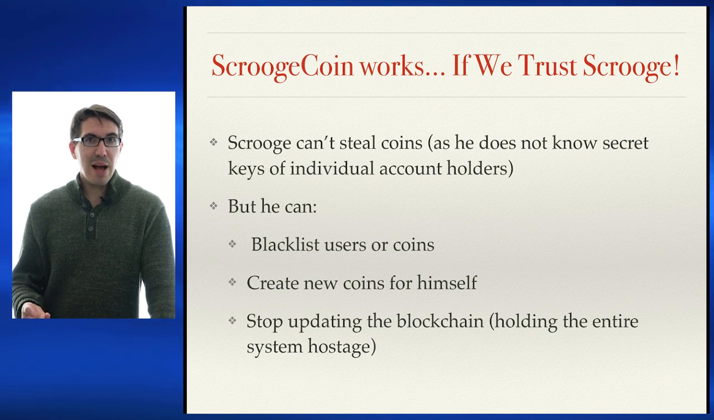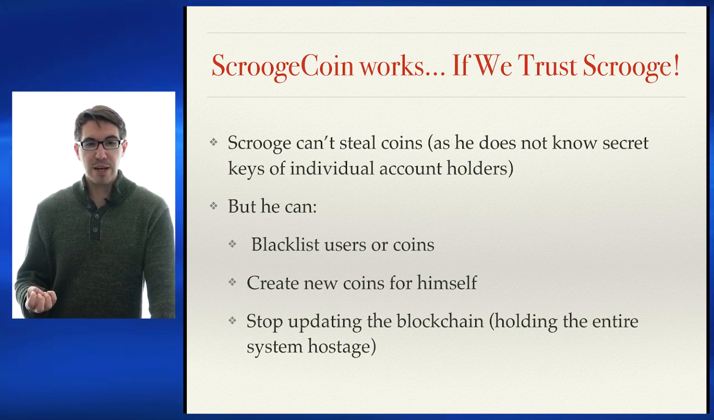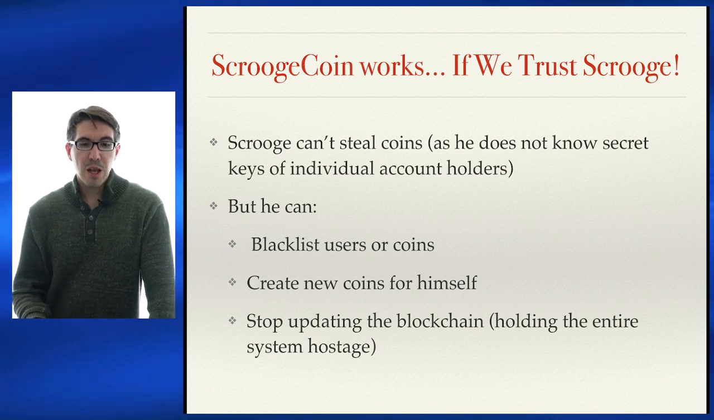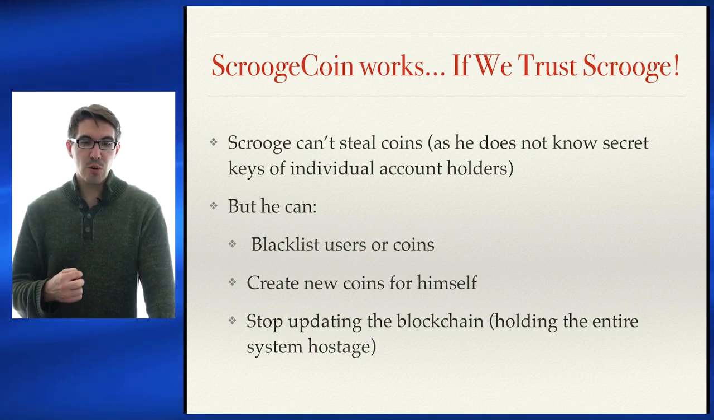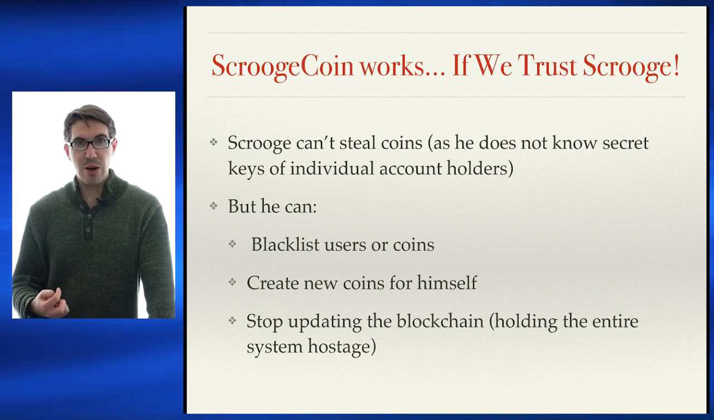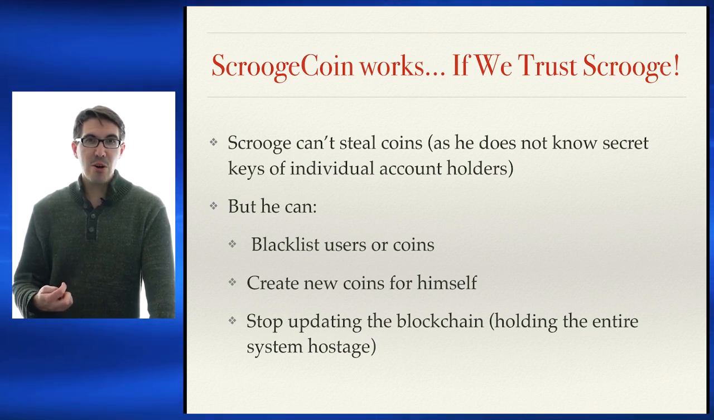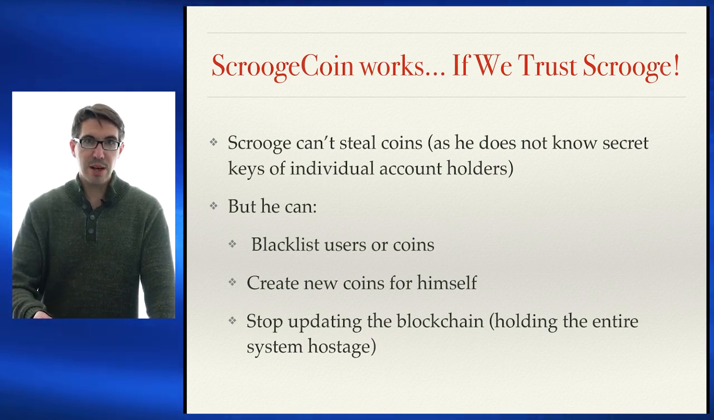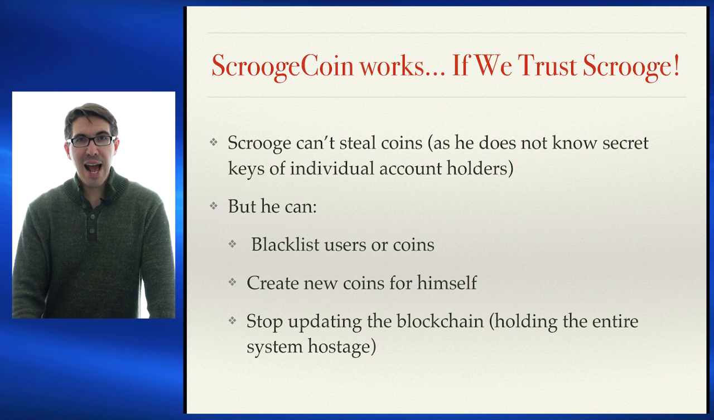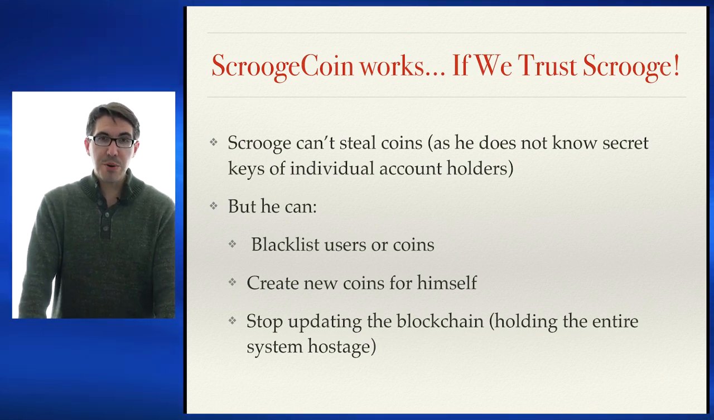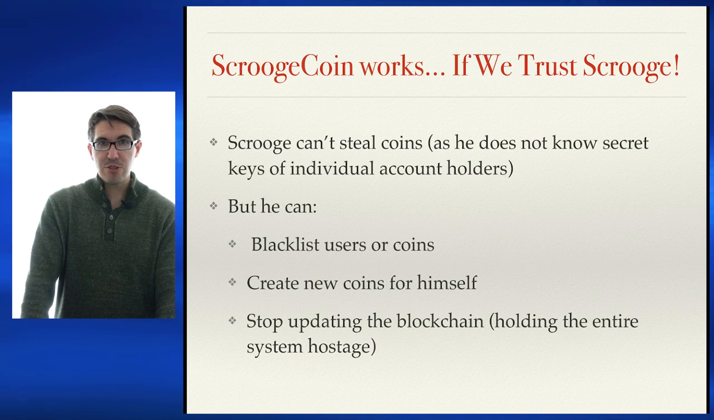But we now have a centralization vector. Scrooge coin works if we trust Scrooge. Scrooge can never steal coins. He doesn't know the secret keys of the individual account holders. And since he doesn't know that, he can never take a coin from one person's account and send it to another. But by having this centralized ledger, there are a lot of vulnerabilities that we have just introduced into the system.